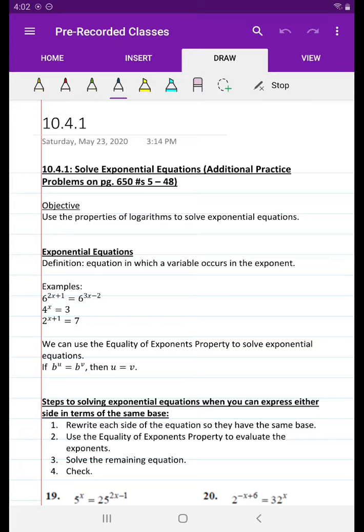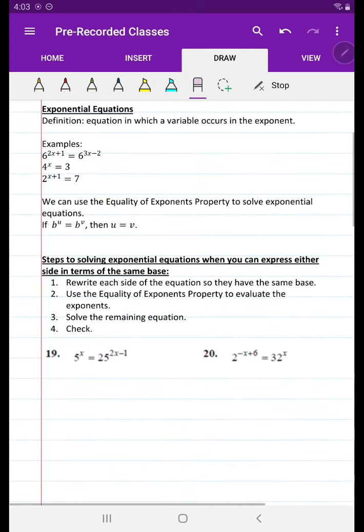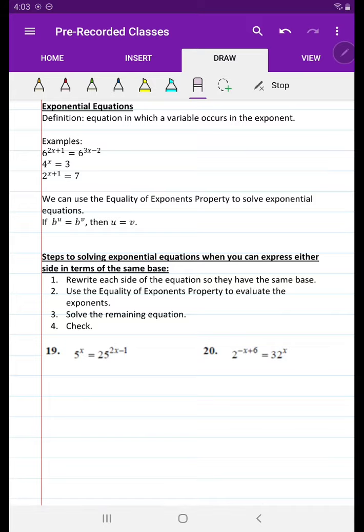Hello, Algebra 2. This is 10.4.1, which is solving exponential equations. So we're using some of the properties and the rules that we learned in the last two sections to solve equations with exponential functions. By the end of this, you should be able to use those properties to do that. An exponential equation is just an equation where the variable occurs in the exponent.